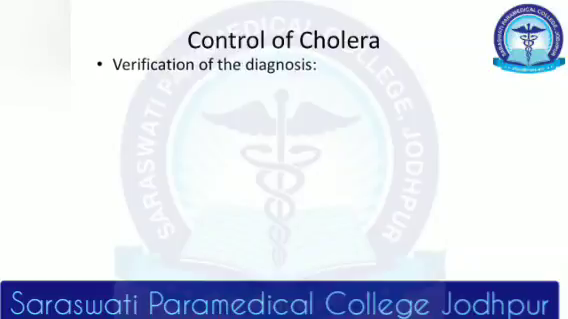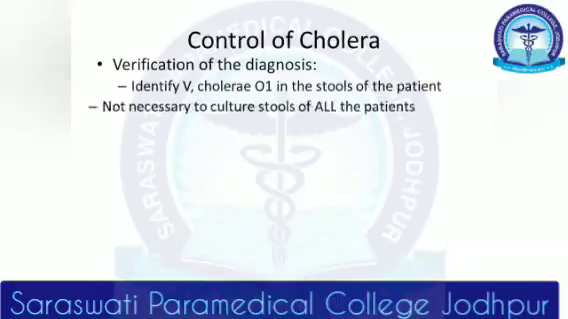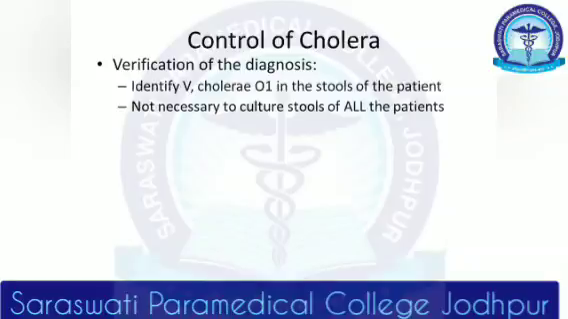For the verification of cholera, we have to identify Vibrio cholerae O1 or O139 in the stools of the patient. If some of the patients test positive, it is assumed that the remaining ones with similar signs and symptoms also have cholera, and it is not necessary to culture stools of all the patients that report.